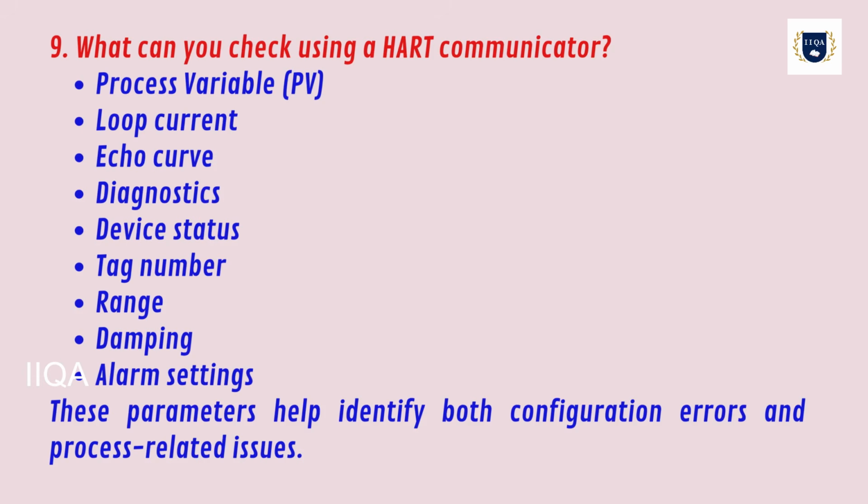What can you check using a HART communicator? Process variable (PV), loop current, echo curve, diagnostics, device status, tag number, range, damping, alarm settings. These parameters help identify both configuration errors and process-related issues.